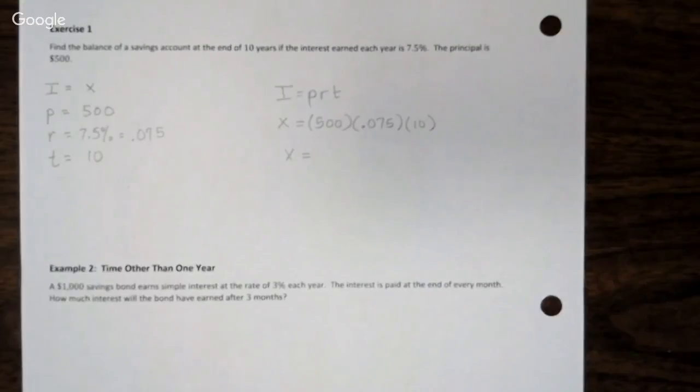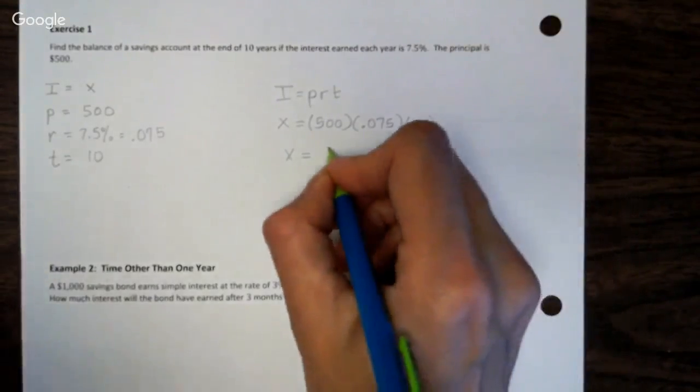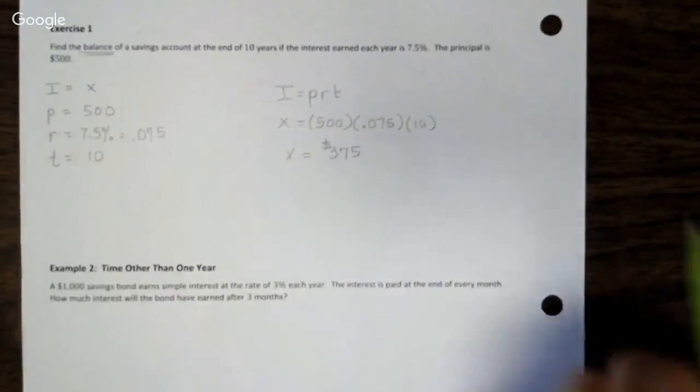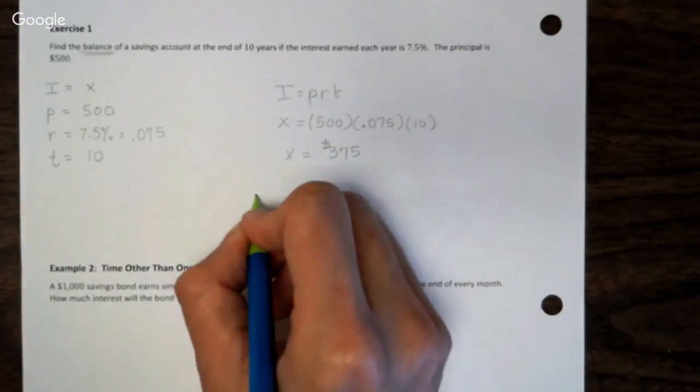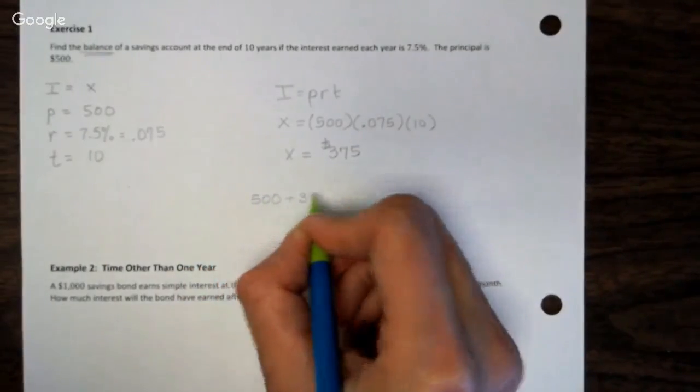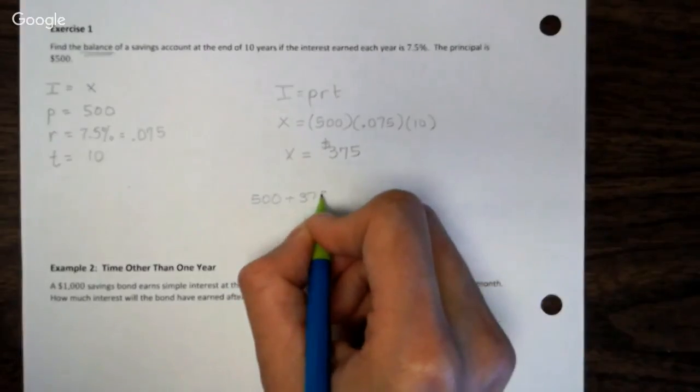So 500 times 0.075 times 10 gives us $375. Now it's asking for the balance, not the interest. So he started with 500. He added $375.